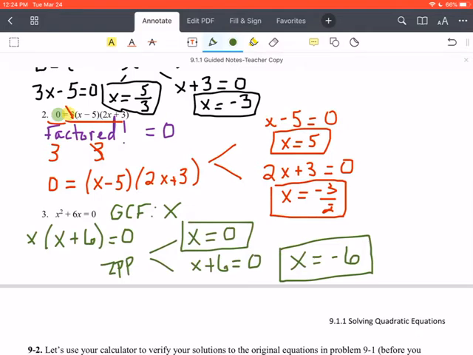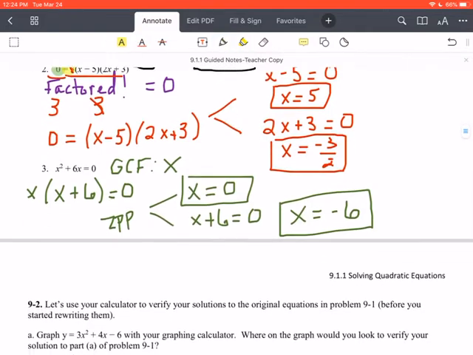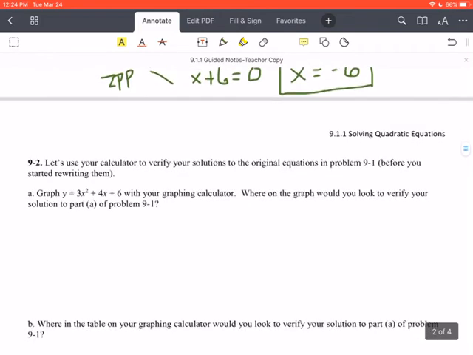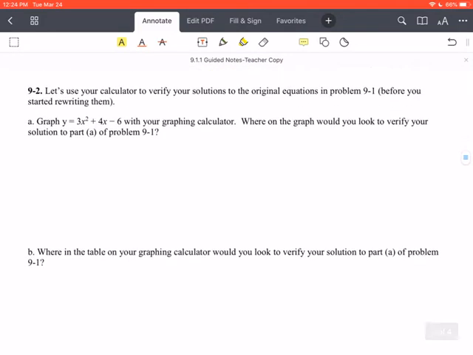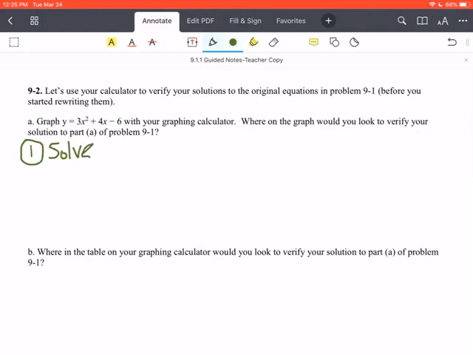So now what we are going to do is consider how we can use our calculator to verify the solutions that we just got in 9-1. So we're going to jump on to our graphing calculator or Desmos, and if you recall, problem number 1 was asking us to solve, what was it? If I look back on my note sheet, it was 9 equals 3x squared plus 4x minus 6.